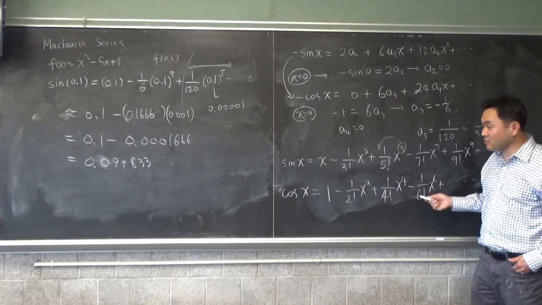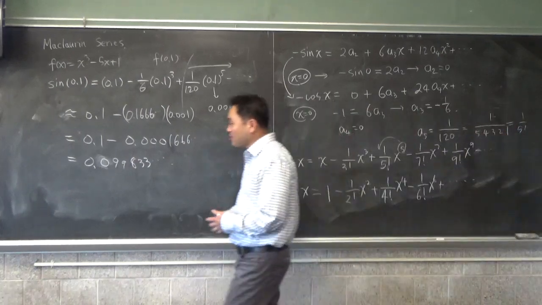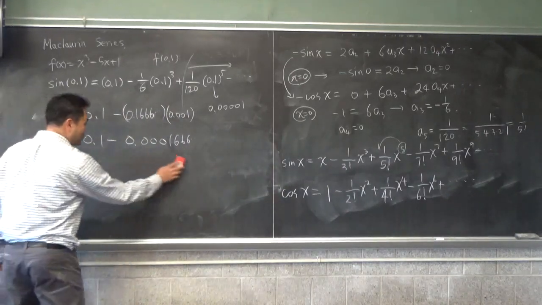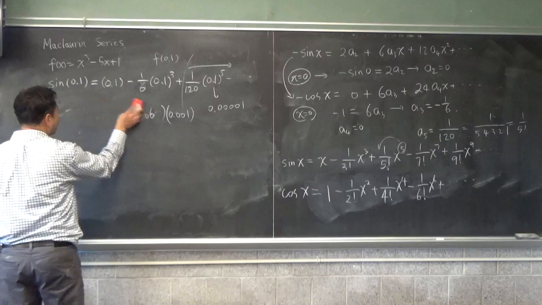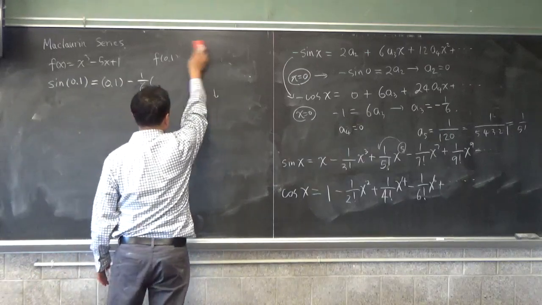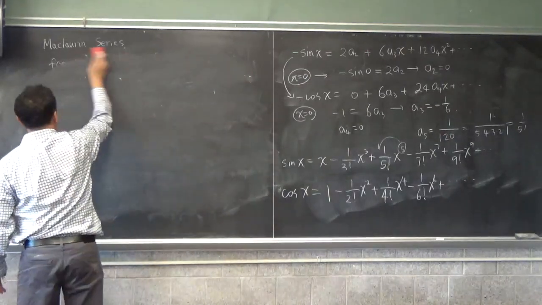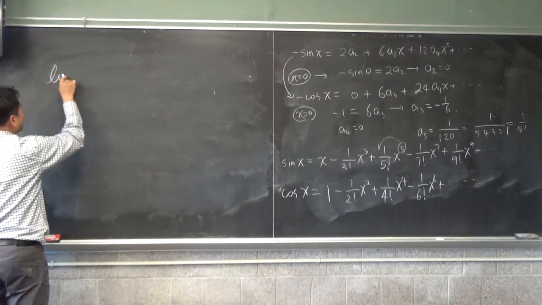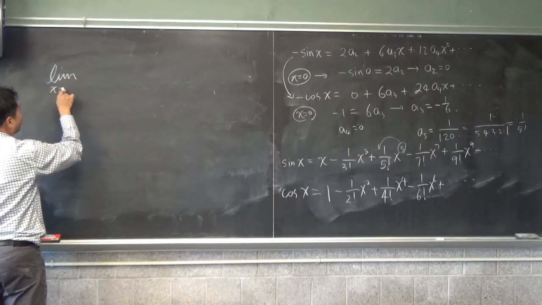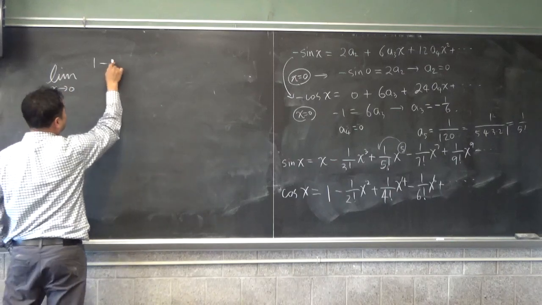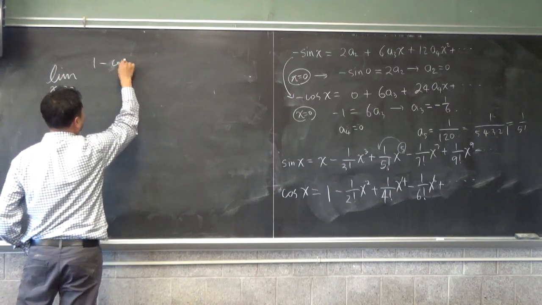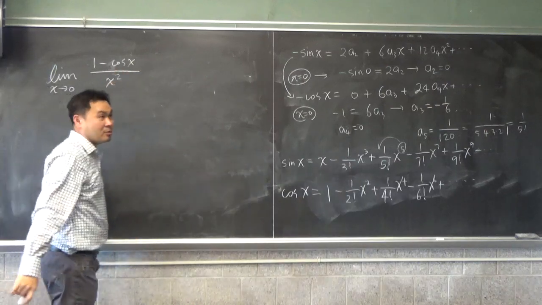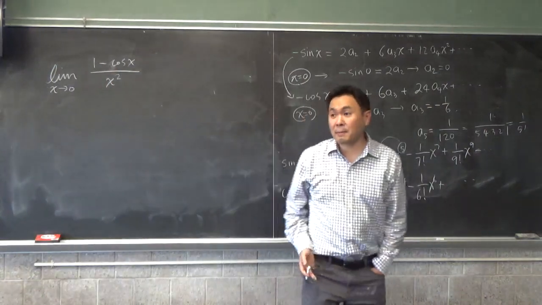And with this at hand, you can solve an interesting question that we solved maybe 1 or 2 weeks earlier. Let me put the following question. How do you solve the limit as x goes to 0 of (1 minus cosine of x) over x squared? Very standard question. How do you solve this?